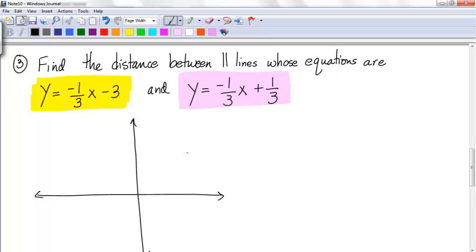So graph both lines first. The slope of both these lines is a negative 1/3. And what's the perpendicular slope then? 3, or 3 over 1. Okay, so let's graph both lines.